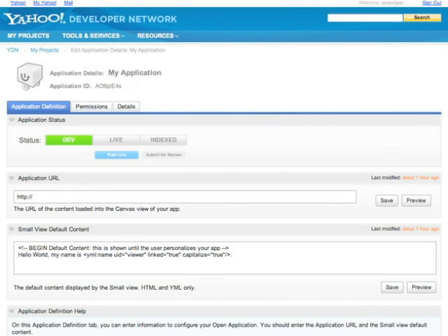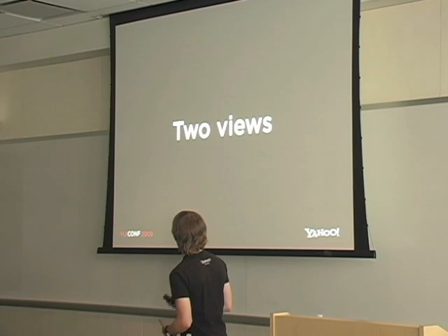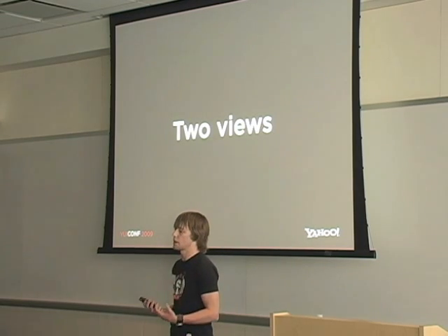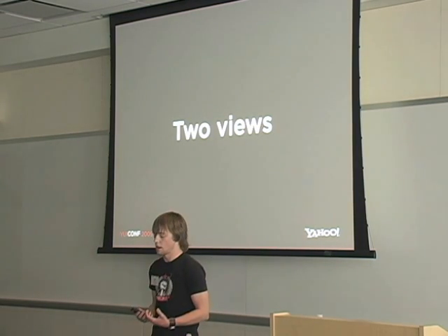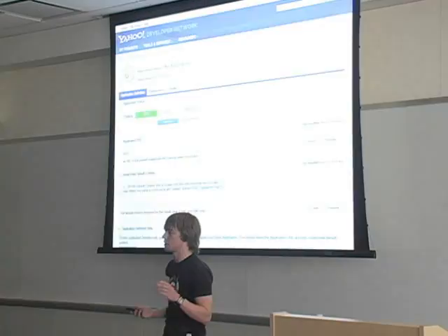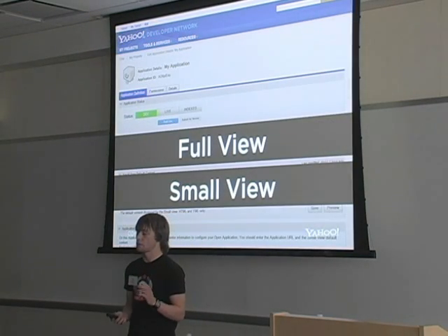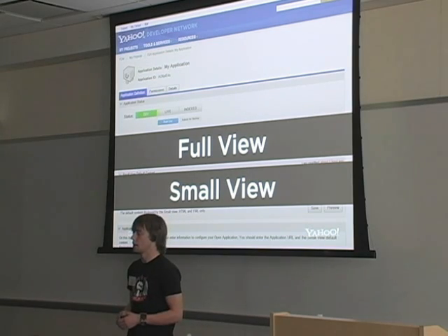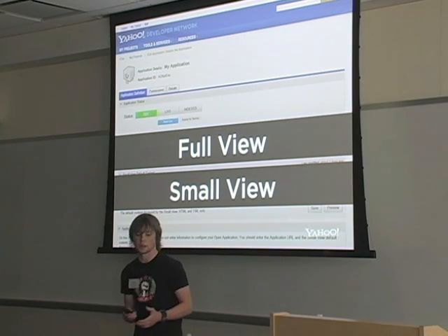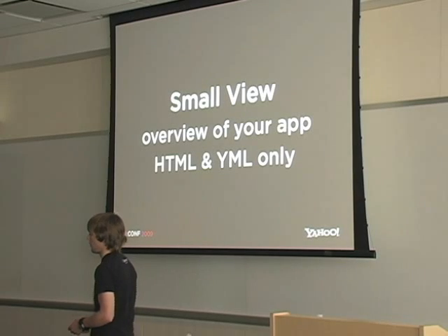When you get to this, you'll be able to easily configure your app. But before you do that, I want to go over the two views that you have when you create an application. YAP really focuses on having a view that's called the small view. This provides an overview of your application, and a full view that provides JavaScript. The job of the small view is to actually pull you into the full view.